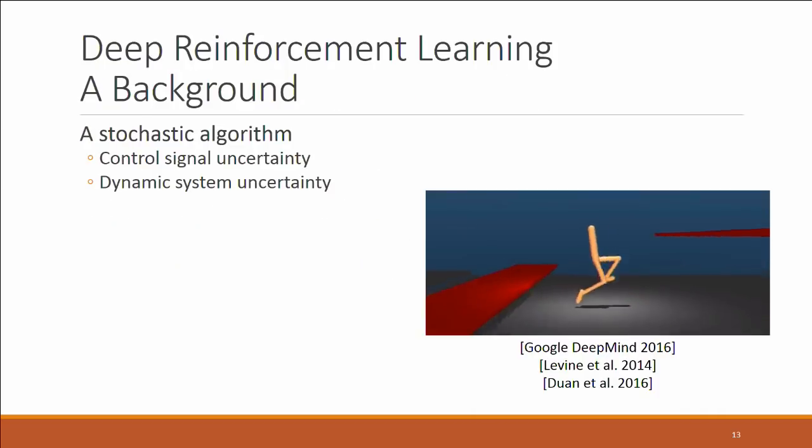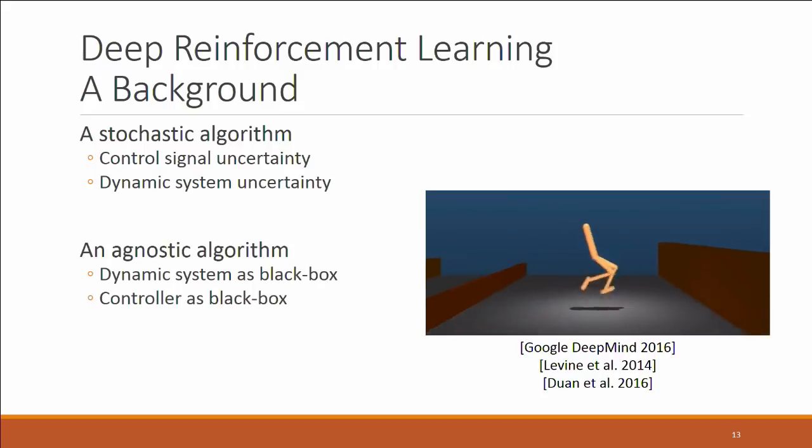So DRL can be considered as a stochastic variant of trajectory optimization that models uncertainty in both your controller and dynamic system. The main benefit of modeling this uncertainty is that we can assume our dynamic system and controller are a black box.